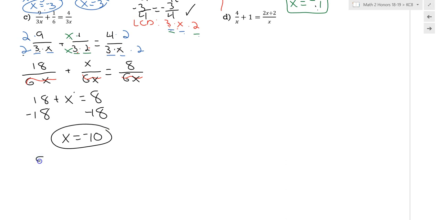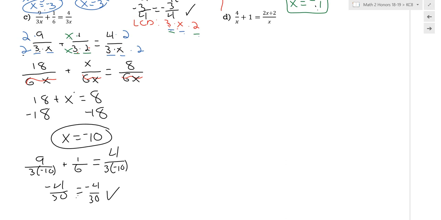If I plug it back in, I get 9 over 3 times -10 plus 1 over 6 should equal 4 over 3 times -10. And we get -4 over 30 does equal -4 over 30. Check. Okay. One thing I want to make you aware of is this check is not your answer, right? x equals -10 is my answer. This is just making sure the answer works. Okay.